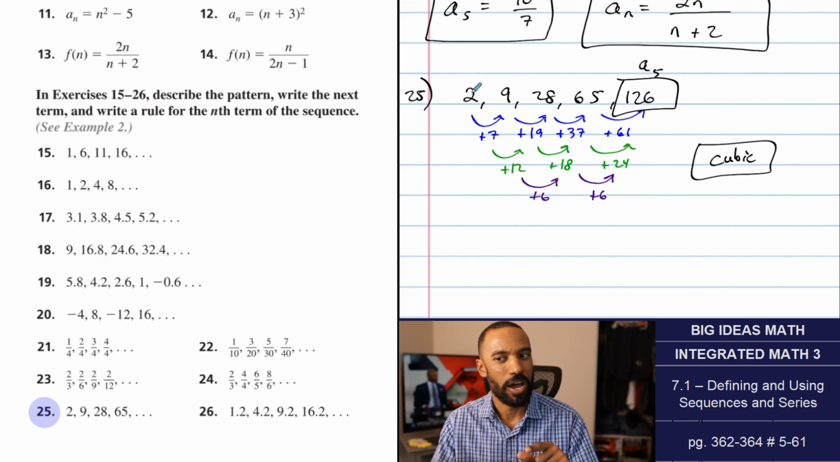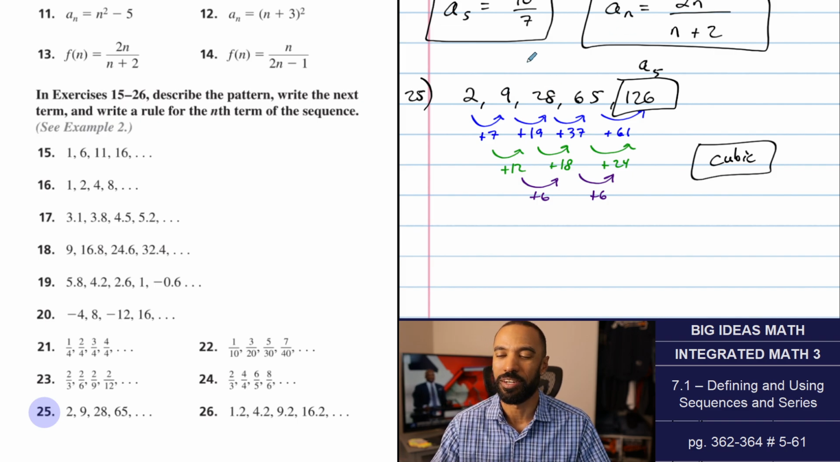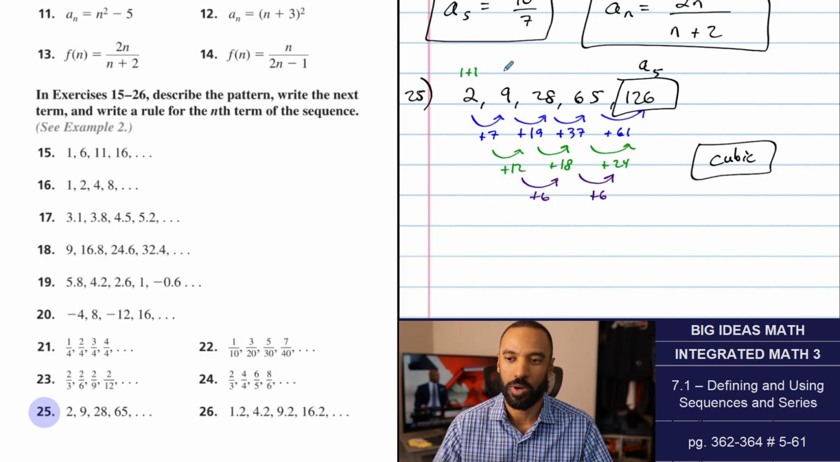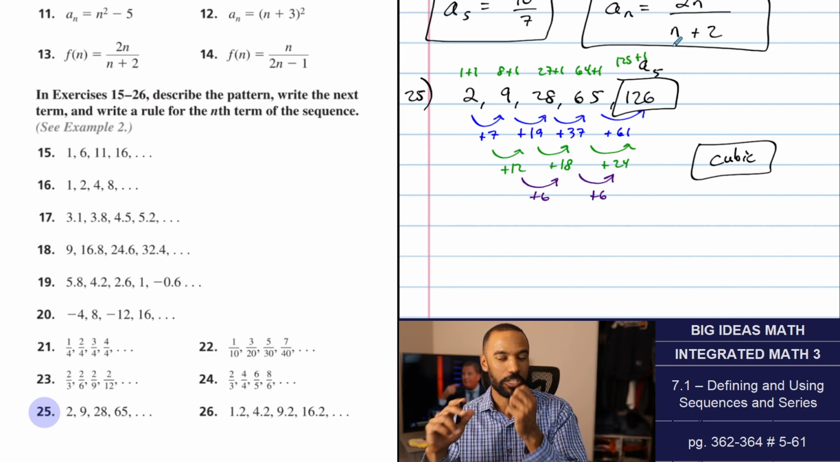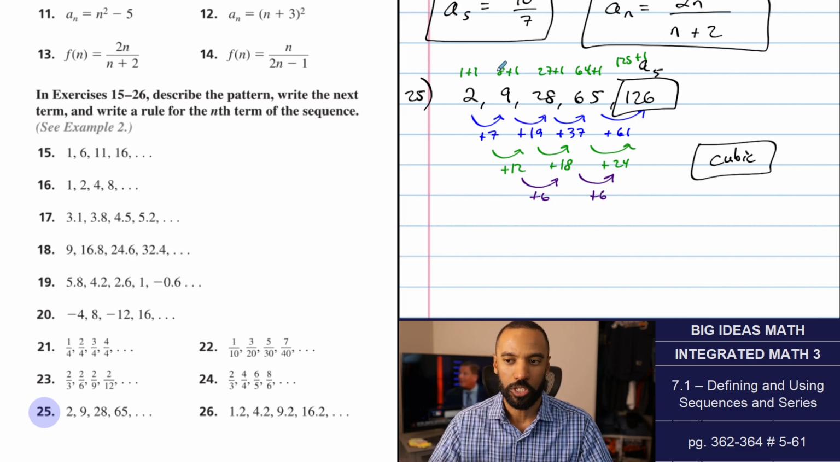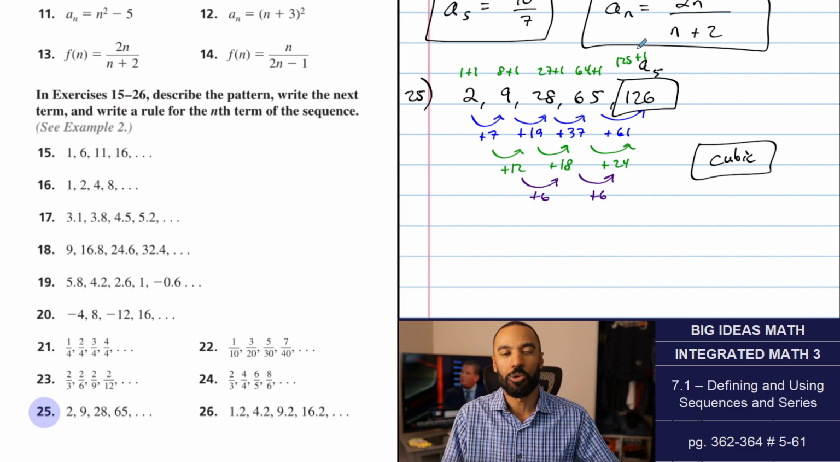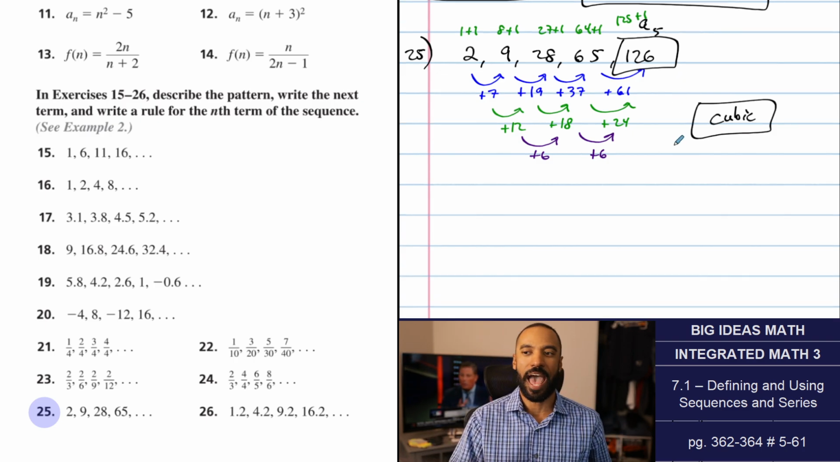Yeah, but this is 1 more than 1. This is 1 more than 8. This is 1 more than 27. If you notice, this is, again, 1 plus 1, 8 plus 1, 27 plus 1. 4 cubed is 64, and that's 64 plus 1, and this is indeed 5 cubed plus 1. You're cubing your value, again, 1 cubed, 2 cubed, 3 cubed, 4 cubed.